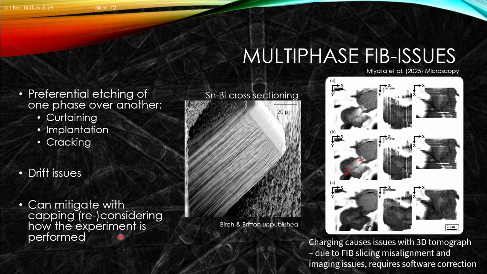You can mitigate this with capping to try and protect the surface layer, but you can also reconsider how the surface and experiment is performed. There are a few ways to do this, but just bear in mind that multi-phase materials get a bit harder. This is why we tend to suggest that people practice on single-phase materials before moving into multi-phase systems.